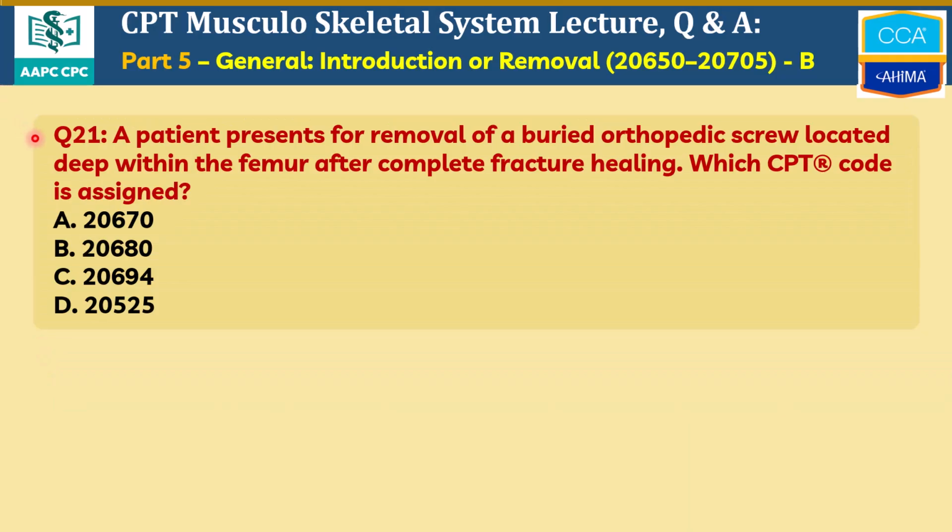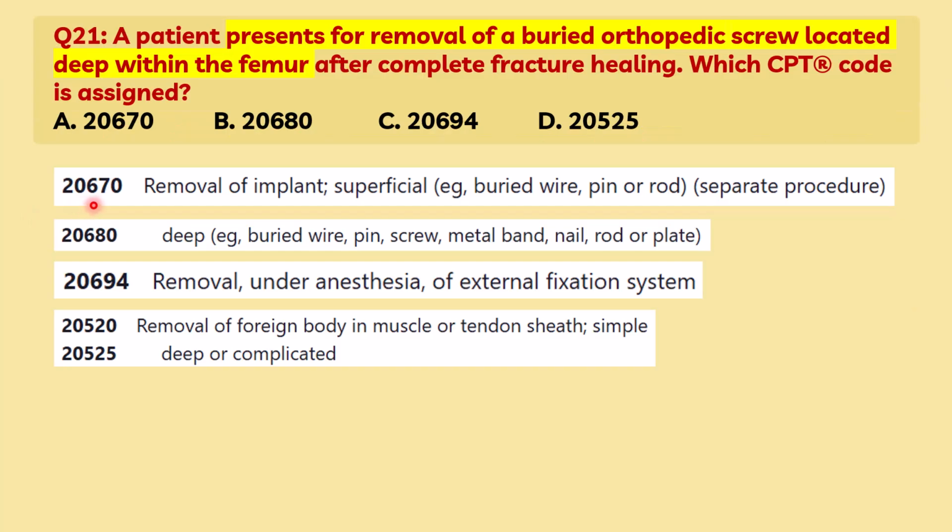Question number 21. A patient presents for removal of a buried orthopedic screw located deep within the femur after complete fracture healing. Which CPT code is assigned? Pause the video and find the answer. Here you have to highlight: the patient presents for removal of a buried orthopedic screw located deep within the femur. So removal, deep bone. Let's use the elimination method first. 20670 says removal of implant, superficial. 20680, deep. It is a buried orthopedic screw located deep within the femur. So this is deep. So the correct code will be 20680. So the correct answer is B.